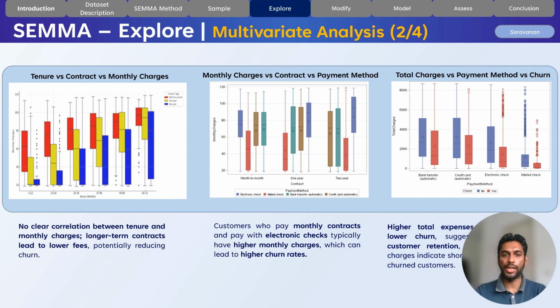Lastly, when we look at the total charges versus payment method in relation to churn, an interesting trend emerges. Lower overall expenses align with a higher churn, implying that customers with shorter service usage are more likely to leave. Conversely, higher total expenses are indicative of longer-term customer retention. This insight is crucial for strategizing on customer engagement and retention initiatives.